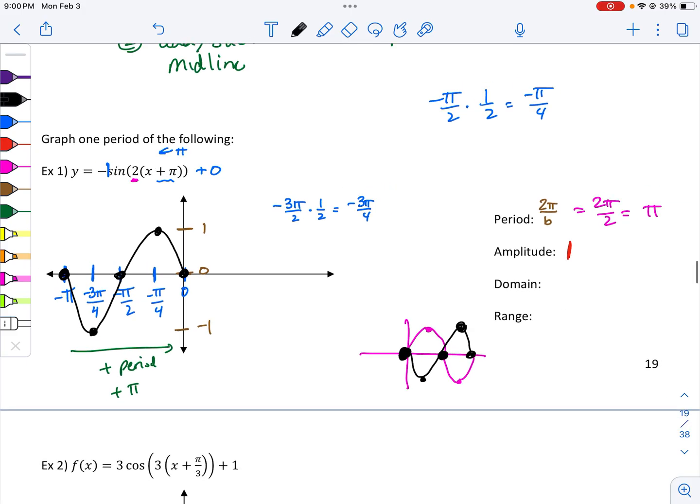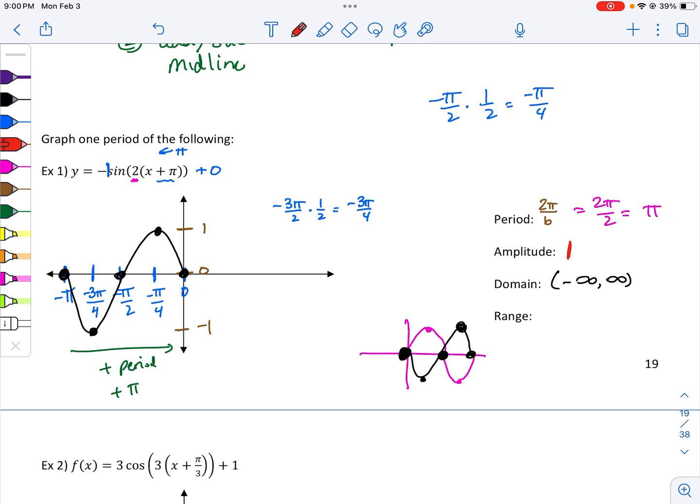So then we've got to do domain. Our domain is always from negative infinity to infinity. We don't have any asymptotes. We don't have any holes. This graph just keeps going. Remember, it doesn't stop there. It would then go down and up and down and up. And on the other side, it would go up and down and up and down. And it would continue that pattern. We're just graphing one period.